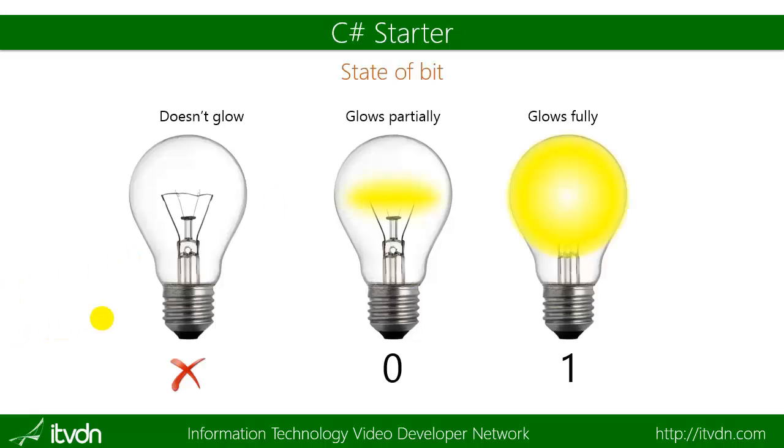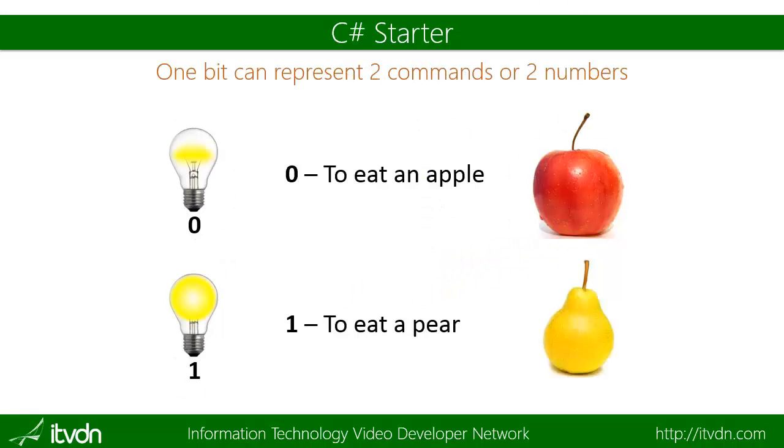On this slide, you can see the states of a bit. If the bulb doesn't glow, it means it's not working, and we're not concerned with this. Let's just look at a partially glowing bulb and a fully glowing bulb. If I say that a partially glowing bulb should represent 0 and a fully glowing bulb should represent 1, I guess you'll understand the whole concept and you remember this. Okay, I know you're wondering what an apple and a pear are doing on our screen. Just give me a minute to explain and you'll understand everything.